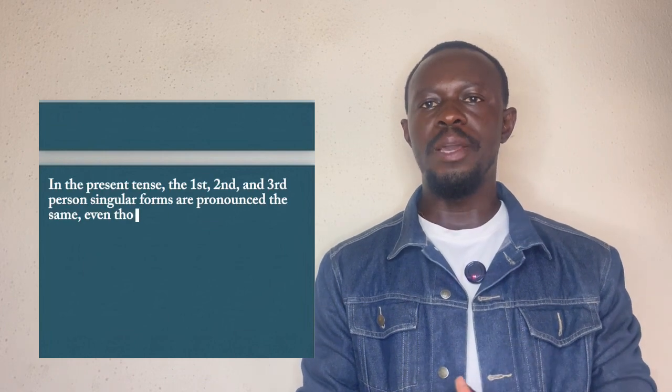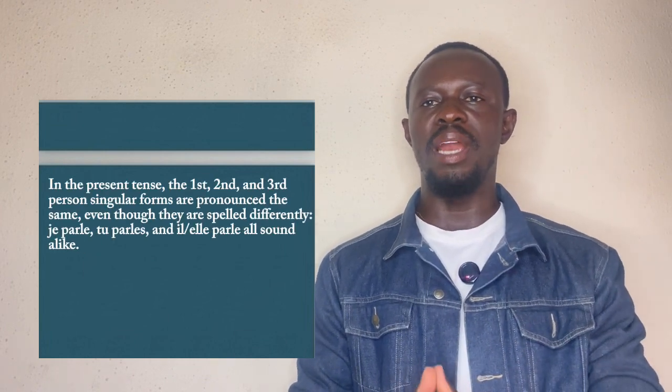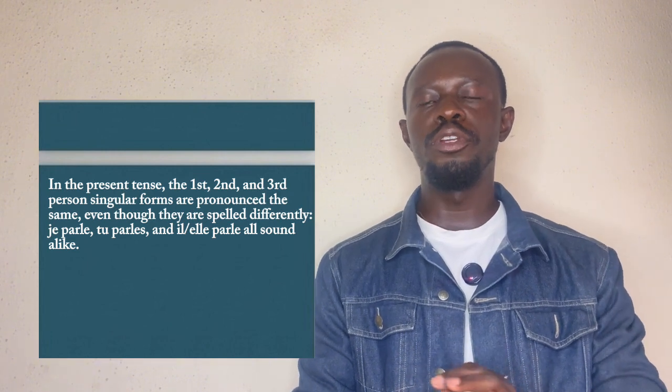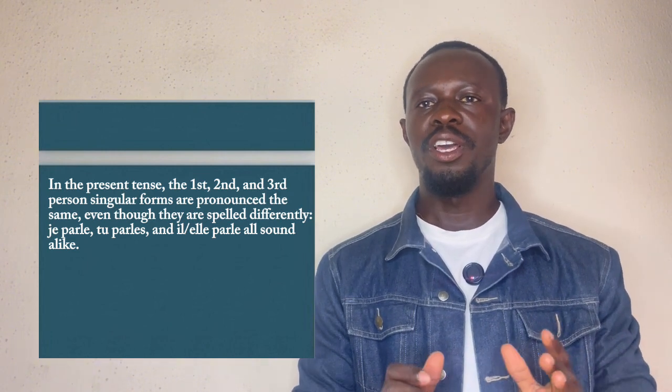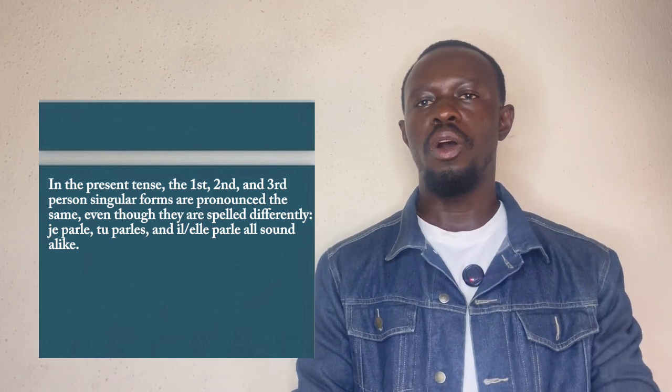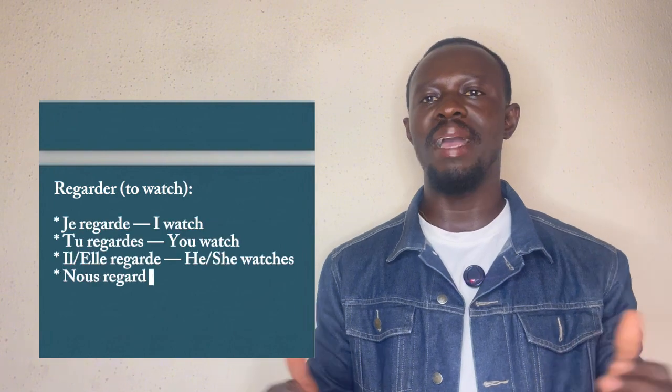Also, in the present tense, the first, second, and third person singular forms are pronounced the same. Even though they are spelt differently, just say je parle, tu parles, il, elle parle. All sound alike. Now, let's take another example with regarder.